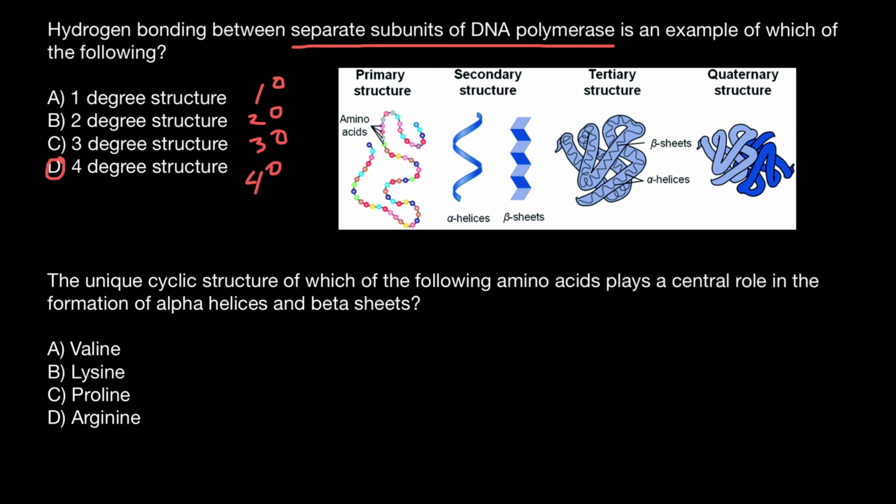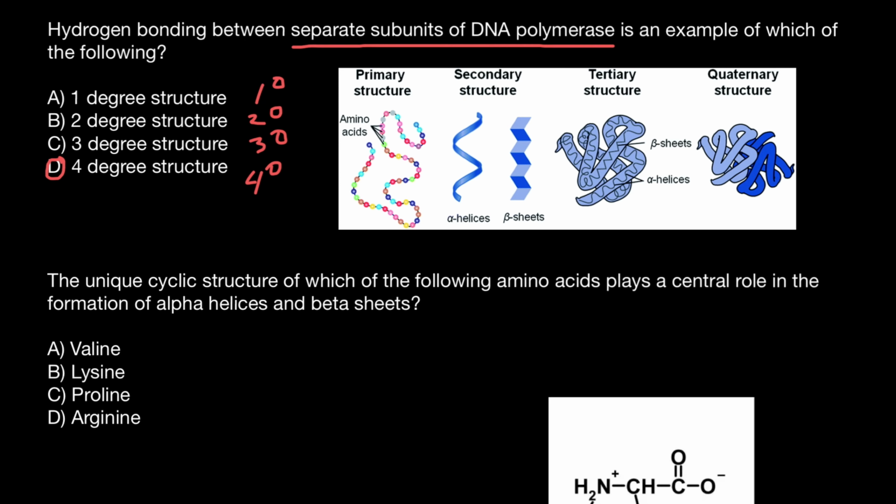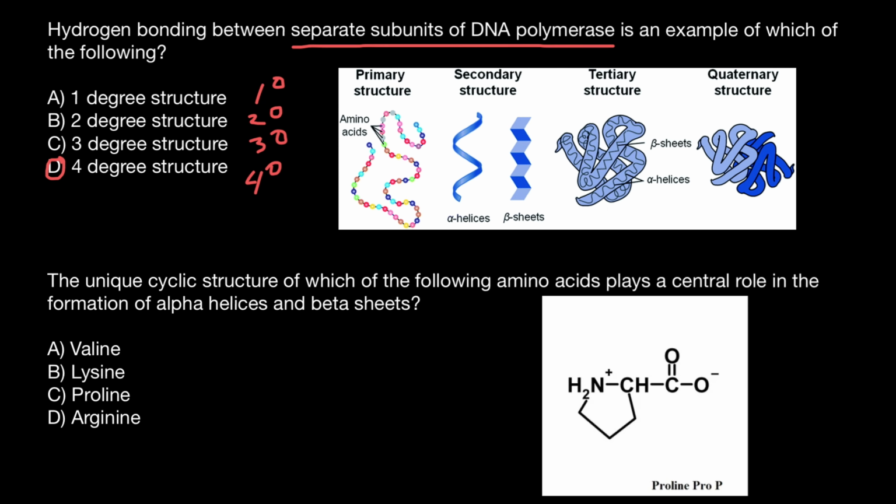Next question: the unique cyclic structure of which of the following amino acids plays a central role in the formation of alpha helixes and beta sheets? And here are the variants to choose from. And it is very easy to answer this question if you know that there is only one such amino acid which has a cyclic structure. Take a look, and this is proline.